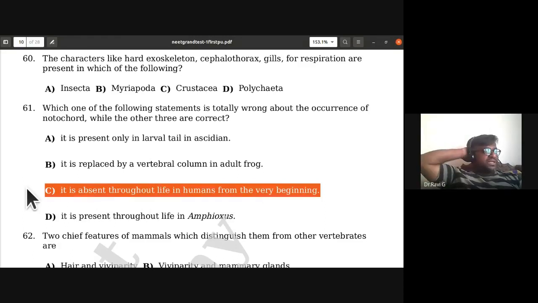For 61st, why is it a wrong statement? Because in embryo condition, we find this notochord. It is absent throughout life in humans from the very beginning, that is wrong about notochord. And later on, in our adult stage, we have this vertebral column, which has replaced the notochord.